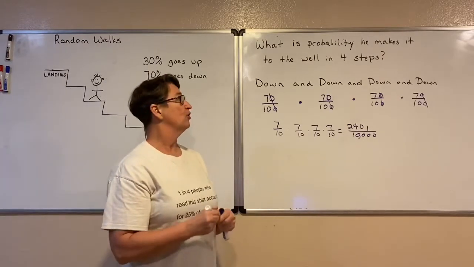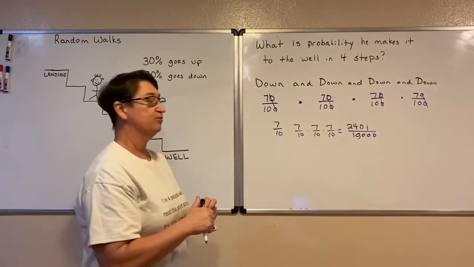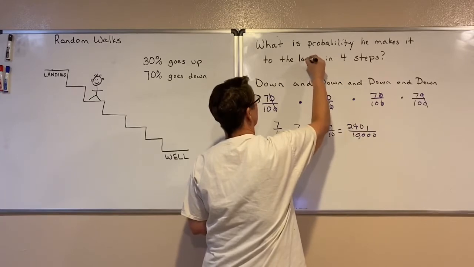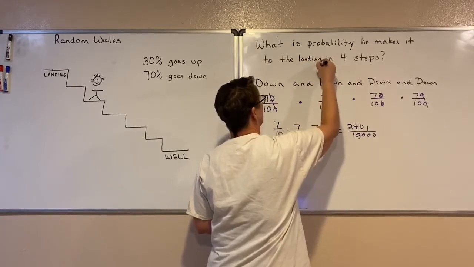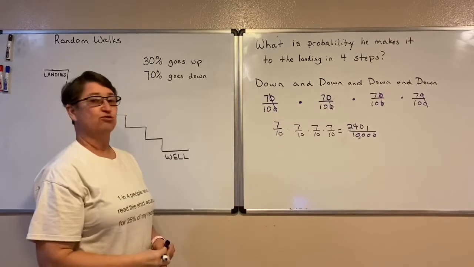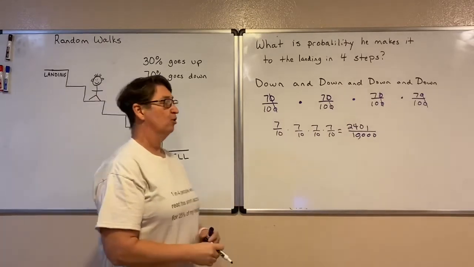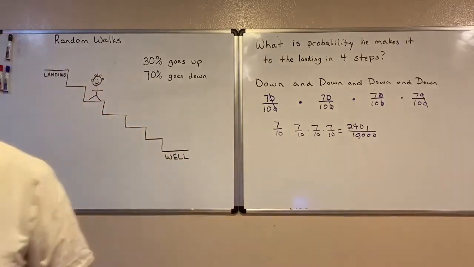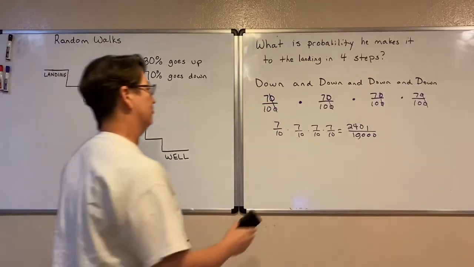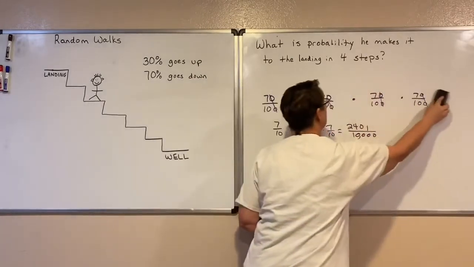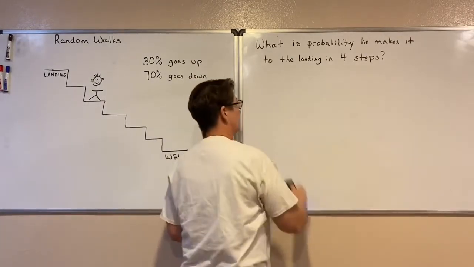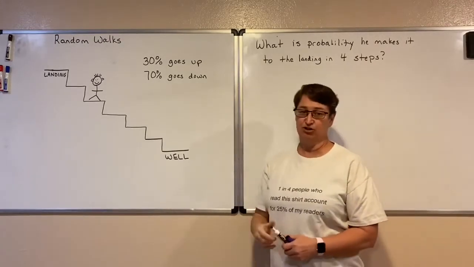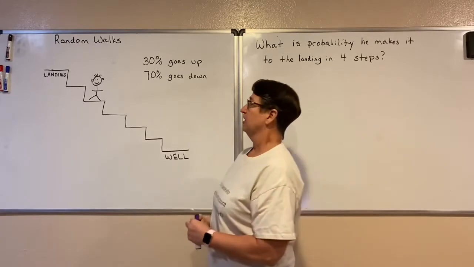So let's just change this up just a little bit. And instead of going to the well in 4 steps, let's now make this the landing in 4 steps. So what is the probability that he then gets to the landing in 4 steps? Well, now our situation has changed. We're no longer just going to go down and down and down. Instead, we have to again put it into words. Decide how can he make it to the landing in just 4 steps. So let's look at it.